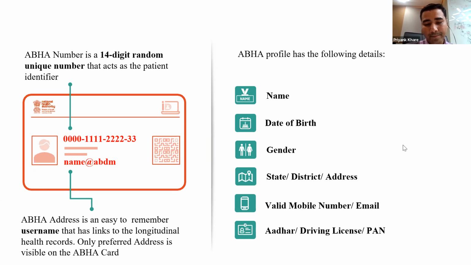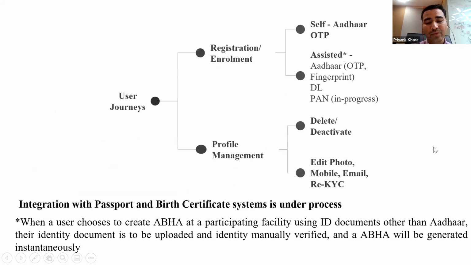Now, next slide, please. Thank you. In this user journey, there are two aspects covered. First is registration or enrollment. Second is profile management. I start with registration or enrollment process. We can create Aadhaar in two modes. First is self mode, in which we can create Aadhaar via Aadhaar OTP. This is very simple process. It will take hardly 3 to 4 minutes, and you just need to do the eKYC and enter Aadhaar address and submit that. You will get your Aadhaar number along with Aadhaar address. Open API is involved. Will be discussed in detail later in the session.